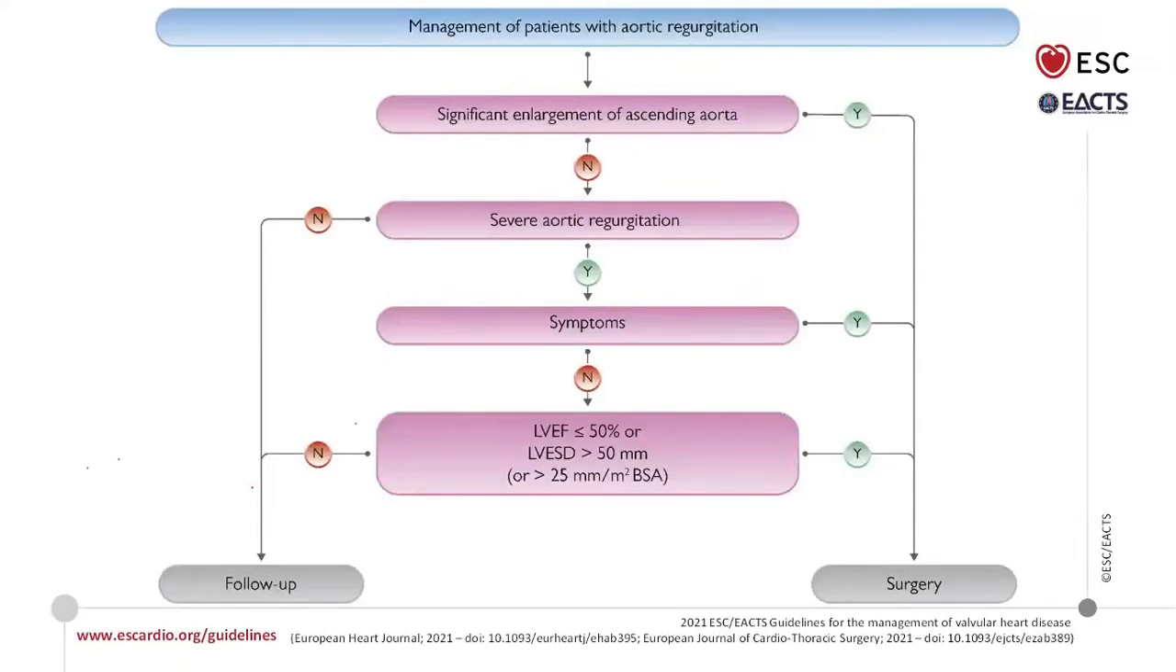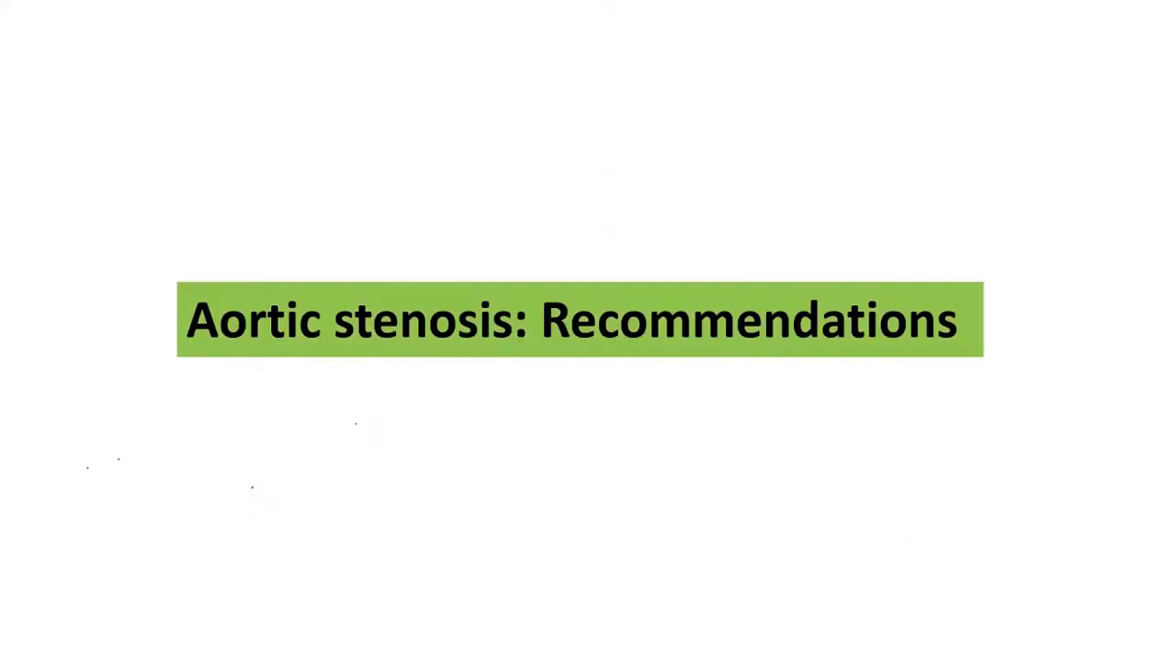So this is the simplest flowchart. Any patient with aortic regurgitation, if there is enlargement of the ascending aorta, we will do surgery. And if there is no enlargement but severe aortic regurgitation with symptoms, we will do surgery. If the patient is asymptomatic, again left ventricular ejection fraction below 50 and left ventricular end systolic diameter greater than 50 millimeter, we will do surgery. Now I will say the recommendation regarding aortic stenosis.